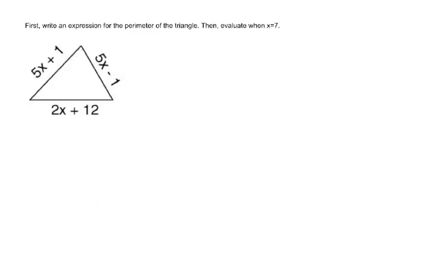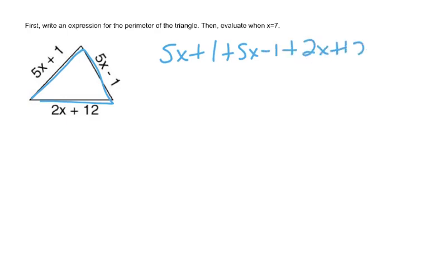All right, last one. Write an expression for the perimeter of a triangle and then evaluate when x equals 7. First we have to write the expression. The perimeter, remember, is the distance around the outside of a shape, so we're just going to add them. 5x plus 1 plus 5x minus 1 plus 2x plus 12. Oops, I messed up writing that.